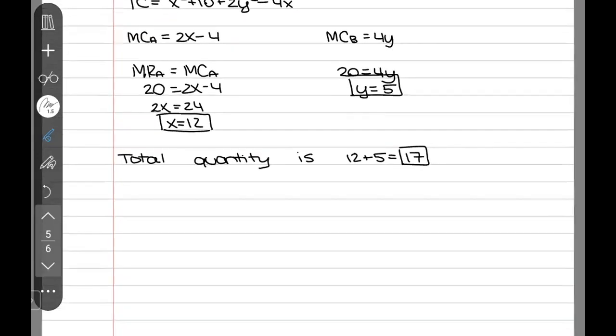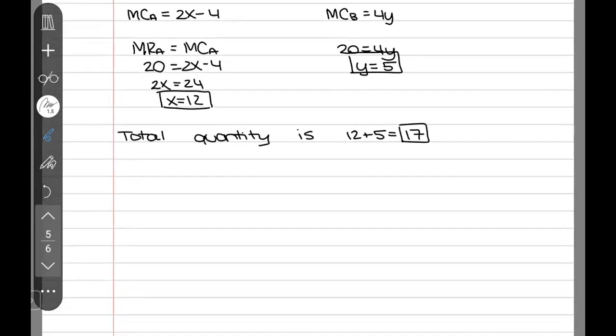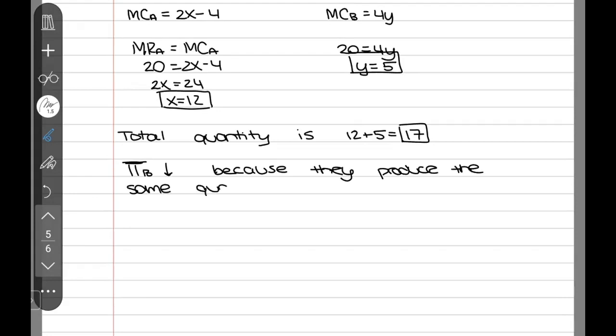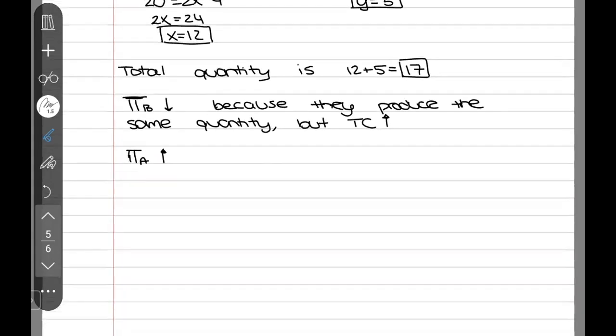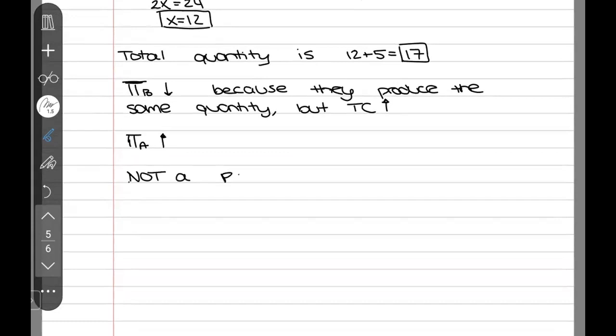So since we have that one firm is better off and the other firm is worse off, we can say that it's not actually a Pareto improvement because the profit for one of them actually went down. So we could say that profit for firm B goes down because they produce the same quantity of 5 at the same price. And then profit for A, if you calculated it, it would actually go up. And so the point is that it's not a Pareto improvement because no firm should be worse off and firm B is worse off.